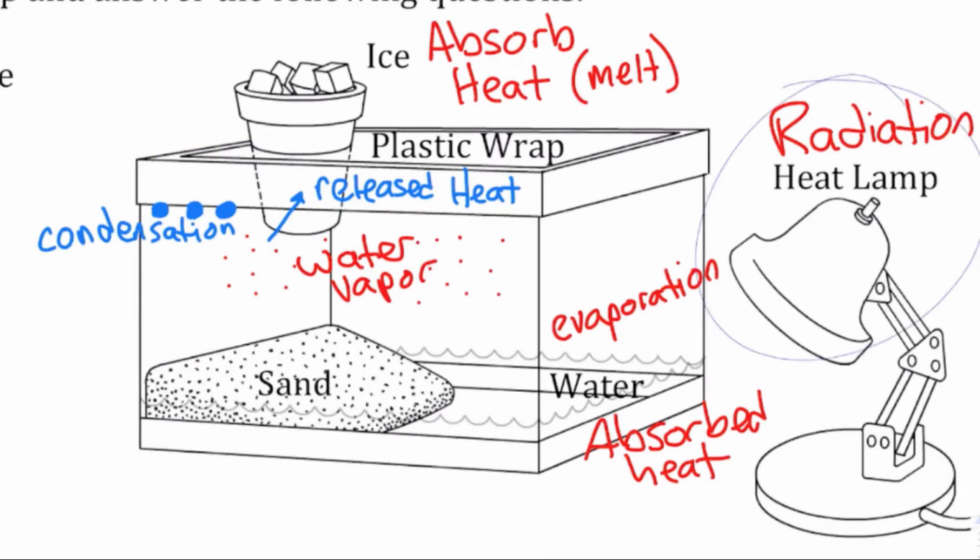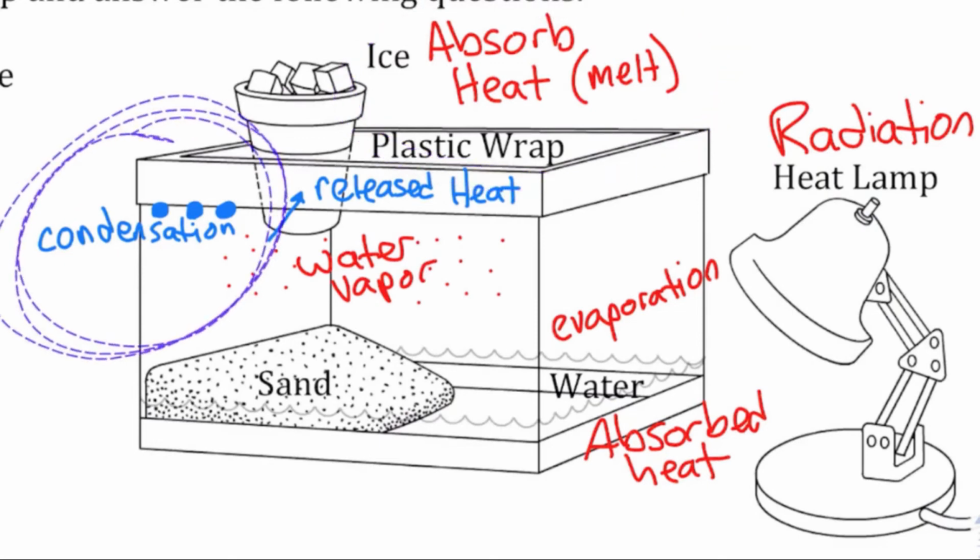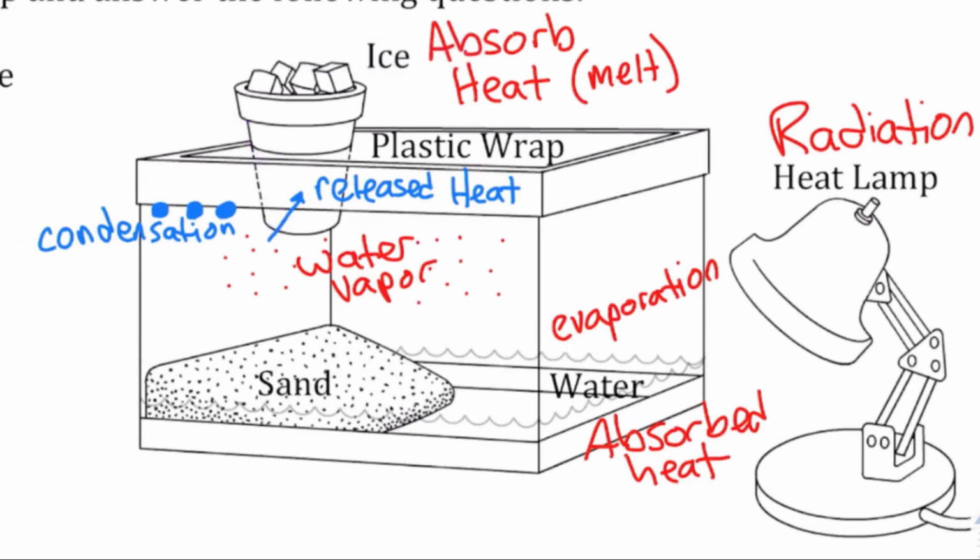So if we take a look, we have pretty much everything going on here in this model except for freezing. We have radiation, our source of heat. We have absorbing heat into the water. We have evaporation turning into water vapor. That water vapor then released its heat into the ice, which absorbed the heat and it melted. And because that water vapor released its heat, it condensated and it turned back into water droplets. Again, the only thing that we didn't model in this whole activity was freezing.